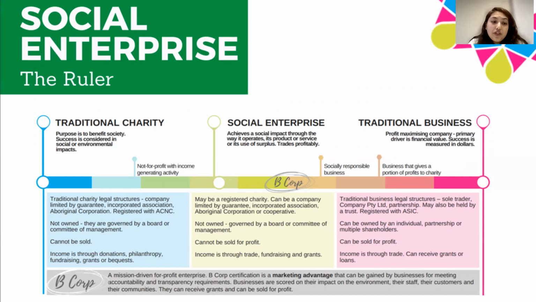The income source for a traditional charity is through donations, philanthropy, fundraising, and grants, whereas the sources of income for a social enterprise are through trade, fundraising, and grants. But it's completely different for a traditional business, as their income is through trade, and they can receive grants and loans from the bank.